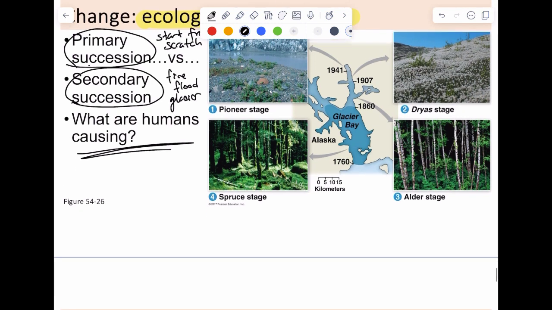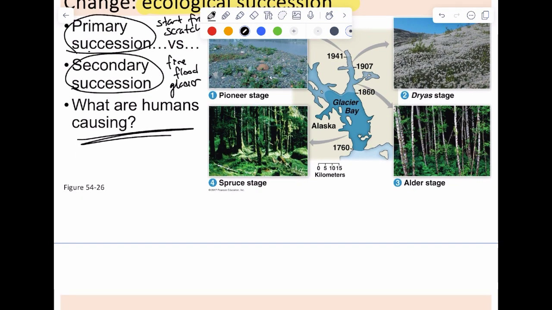Which ones are we responsible for? We can do secondary. We don't get to say, Krakatoa, blow your lid again. We don't get that type of power. So we cause secondary succession. In part.